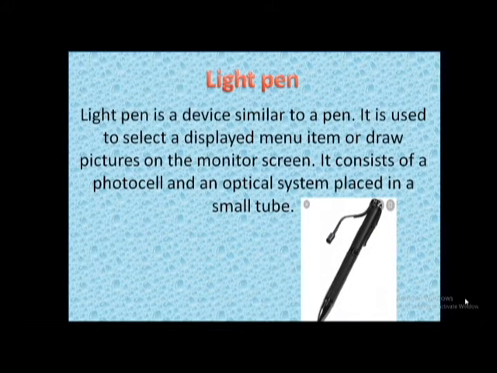Other input device is light pen. Light pen is a pointing device similar to a pen. It is used to select a display menu item or draw pictures on the monitor screen. It consists of a photocell and optical system placed in a small tube. Then the tip of the light pen is moved over the monitor screen and the pen button is pressed. Its photocell sensing element detects the screen location and sends the corresponding signal to the CPU.